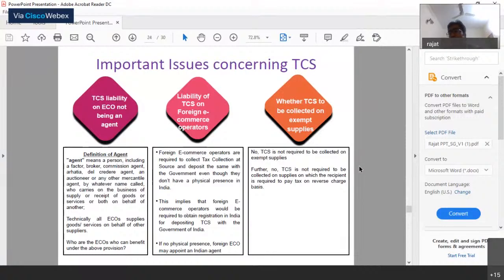The government already knows who the suppliers are and how much taxable supply they are making. Therefore, I don't see a reason why TCS is a good provision, apart from the fact that it only adds to tax collection at source and a lot of compliance burdens on an e-commerce platform.